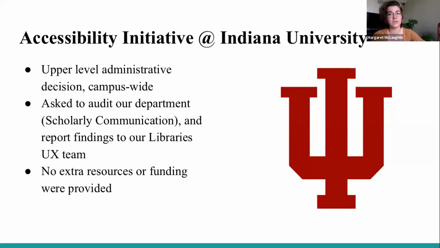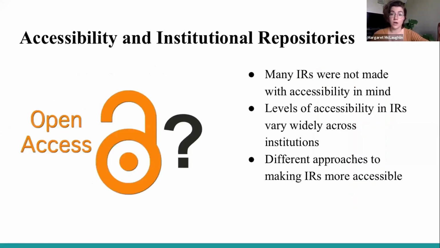It was really just kind of an informal thing, and no official policy was implemented either before or during or after this. We were asked to do it and report our findings. So as we started doing our accessibility audit, when we got to our institutional repository, we realized that it required a little bit more nuanced needs than a lot of our other content.